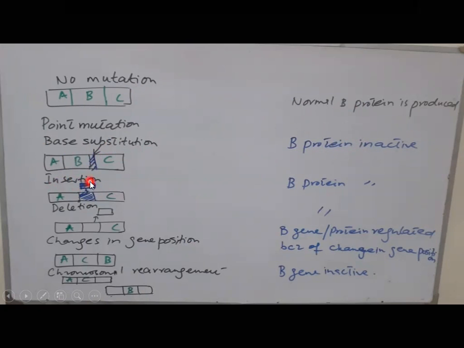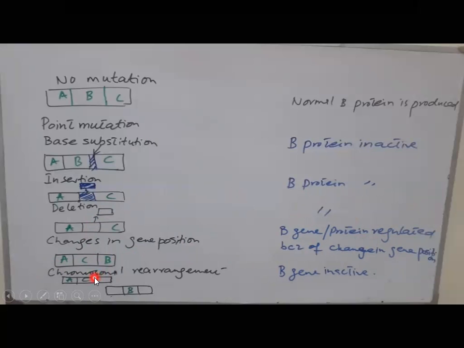If there is an insertion of another base, or another gene, the B protein will remain inactive. Or if there is a deletion of this part, the B protein will be inactive. But for example, if there are gene changes in position, A, C, B, the B gene or protein is regulated because of the change in gene position. For example, the protein was manufactured by gene B. Gene B is present, but in another location that protein will be formed.